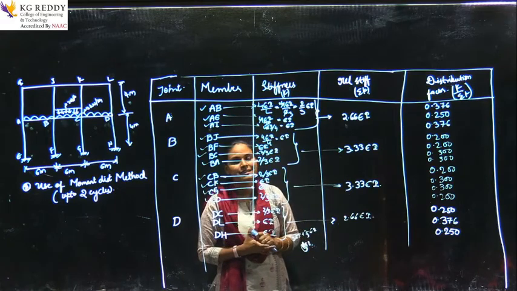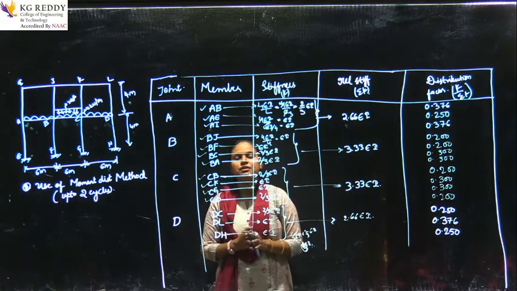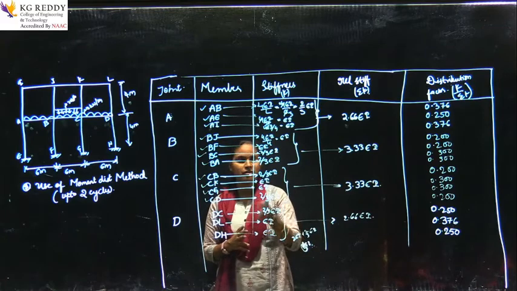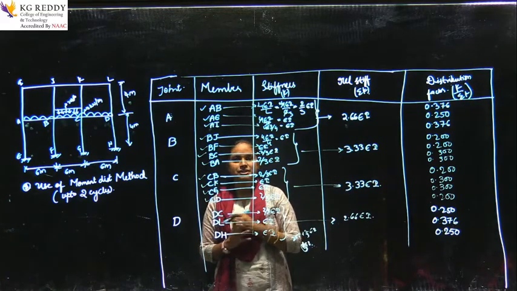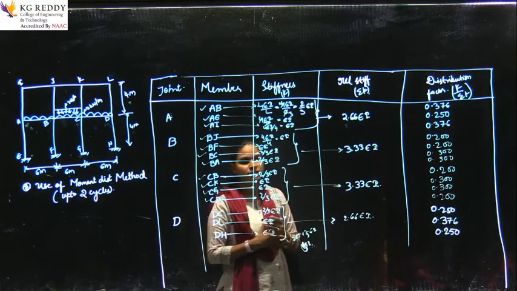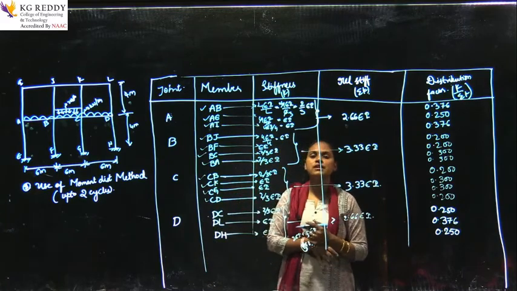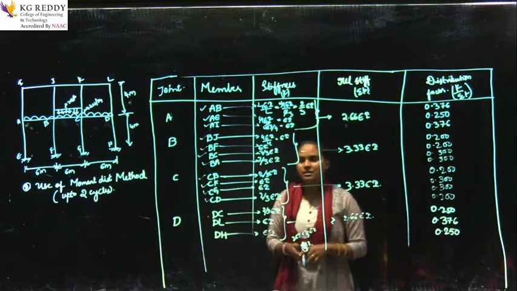Okay, in the next class we will do the final step where you will be having the tabular column, which you have already done for Kani's method. In the same way you will be doing like that. Okay, thank you students.